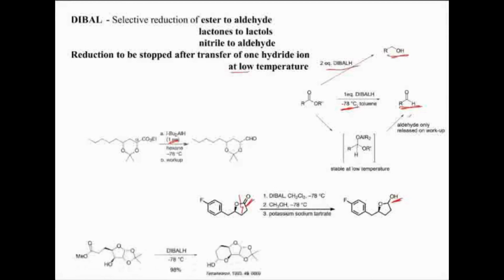This is another example. So here, this is reduced to aldehyde. If you have an OH group in a suitable position, ring closure is possible, like this.